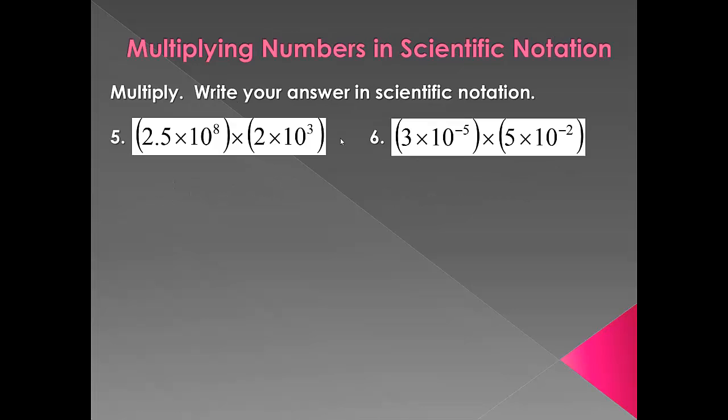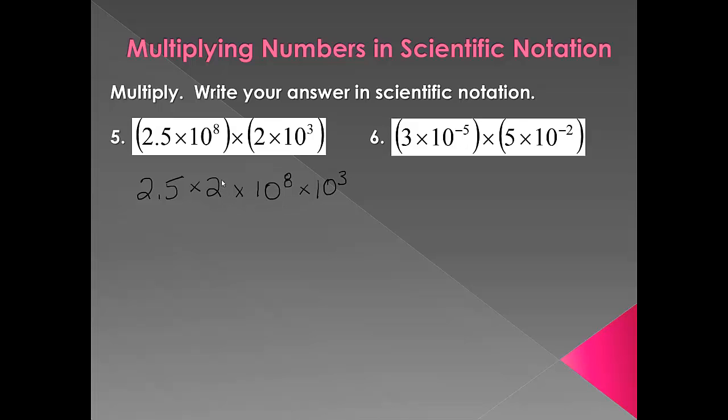Now we're going to multiply numbers in scientific notation. So for number 5, I have the quantity 2 5/10 times 10 to the 8th power times the quantity 2 times 10 cubed. I can use the commutative property to help me rearrange the numbers in this problem. So I can go ahead and write 2 and 5/10 times 2 times 10 to the 8th power times 10 cubed.